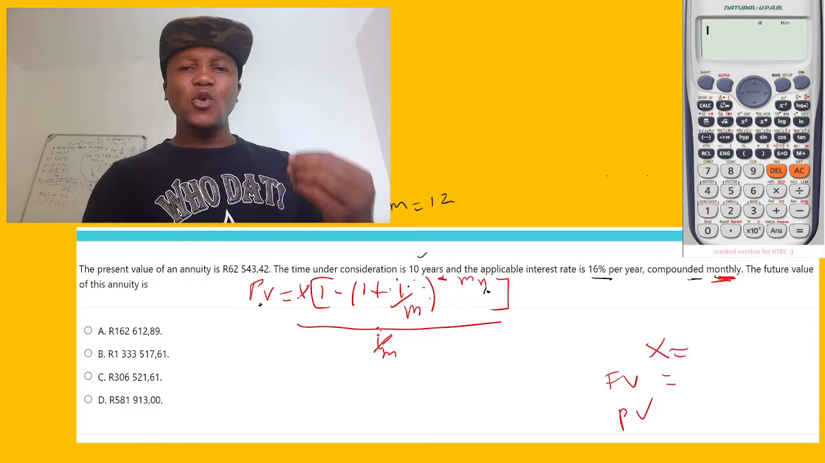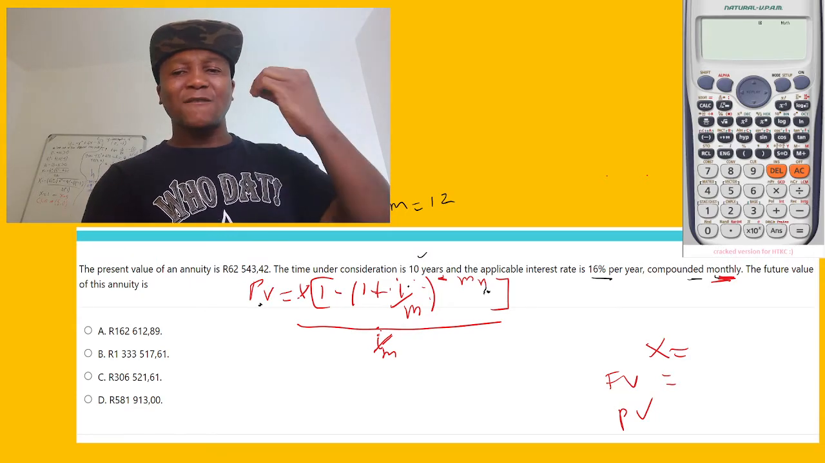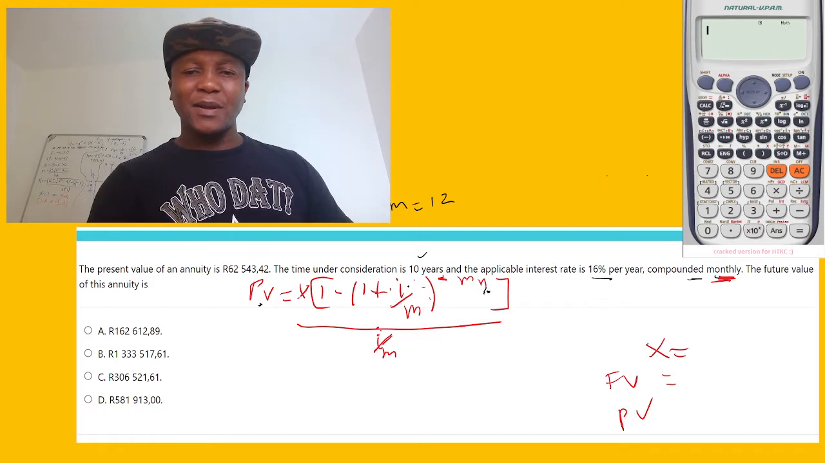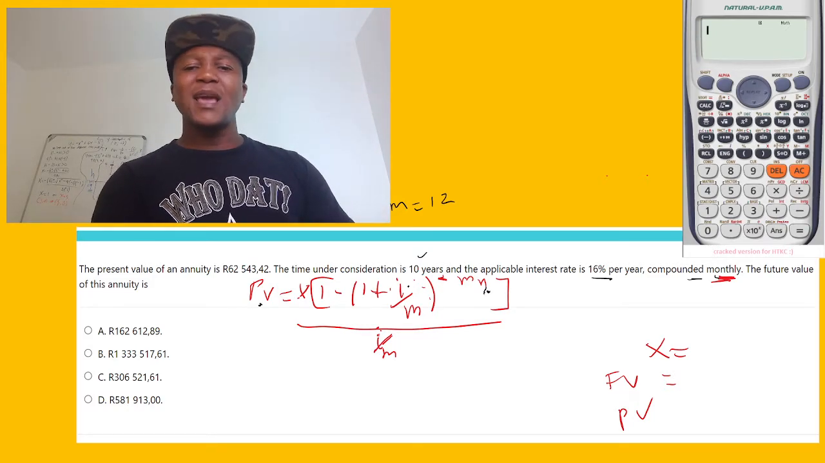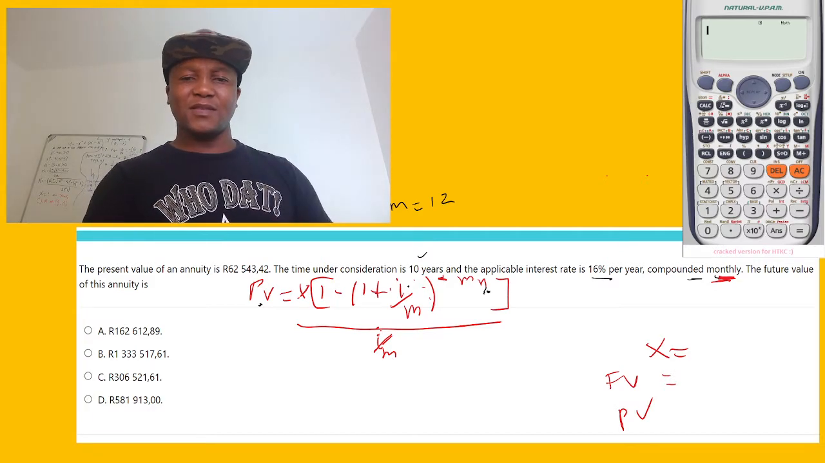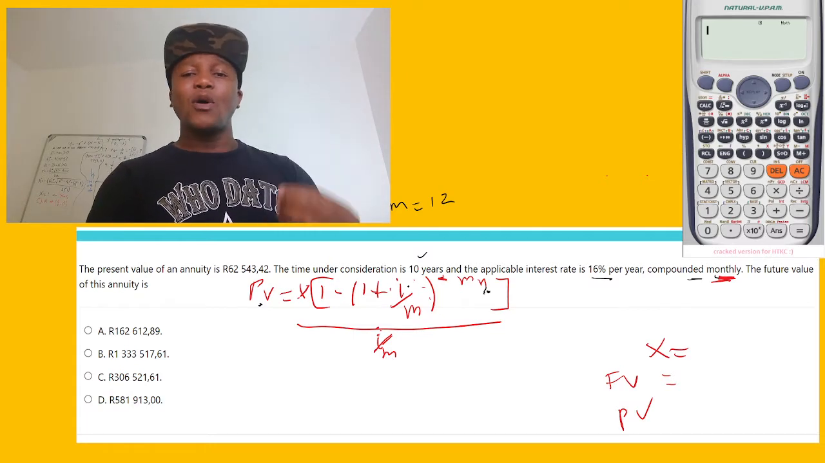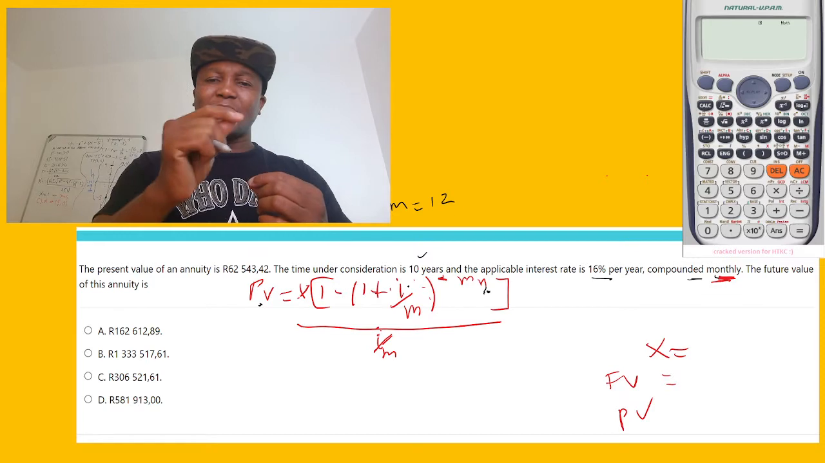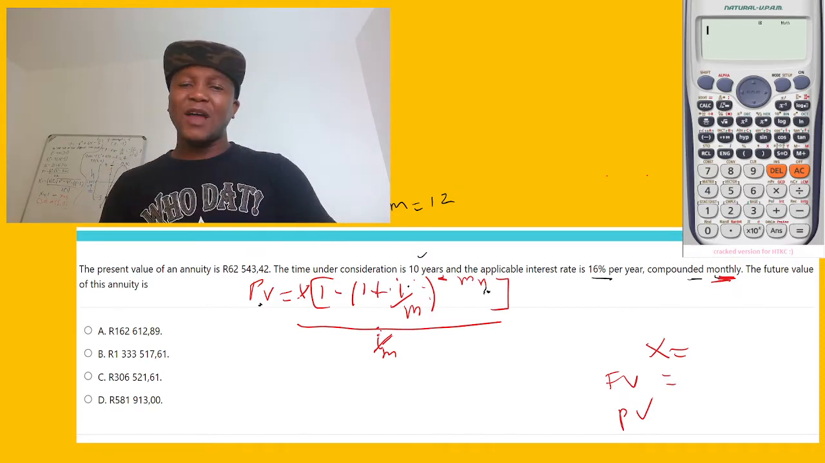For example, if you withdraw money, let's say you inherited money from your parents, and then you decide you want to withdraw 10,000 every month, or 10,000 every week, as long as they say every something, every week, every month, every day, then you can use the present value, future value.